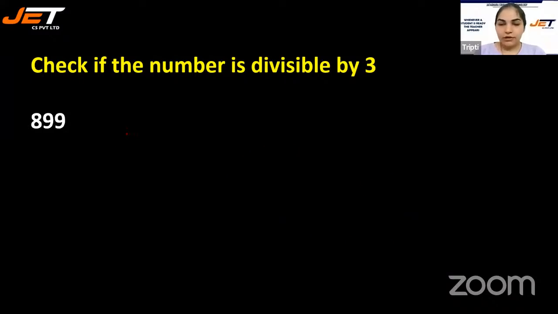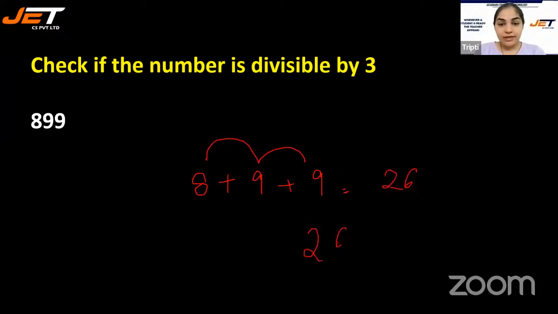899. What about 899? So 8 plus 9 plus 9. 9 plus 9, 18. 18 plus 8 is 26. Do you see 26 in the table of 3? Is 26 exactly divisible by 3? 3 sevens are 21, 3 eights are 24, 3 nines are 27. No, 26 is not divisible by 3. That means this number is also not divisible by 3.